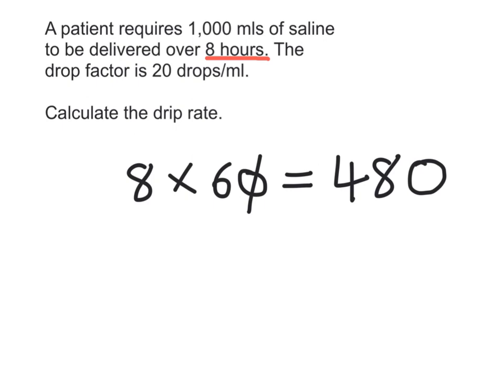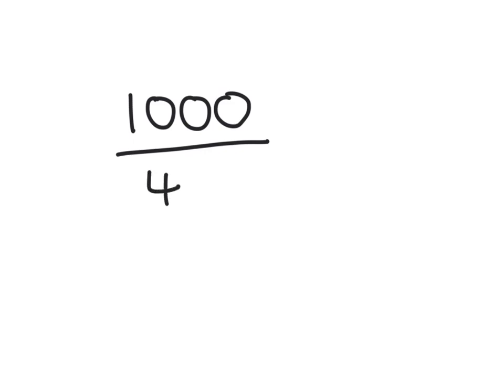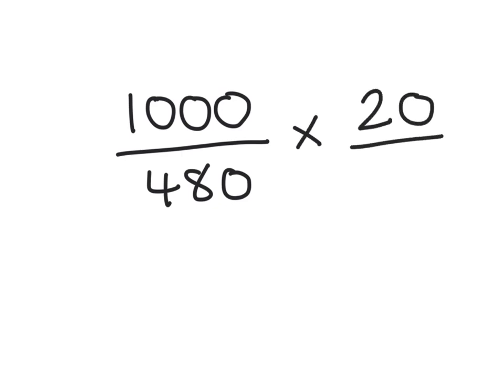So now we've got 1,000 ml of saline to be delivered over 480 minutes with a drop factor of 20 drops per ml. We can now set up our formula. So we must have our volume in mls, 1,000, over our time in minutes, 480, which we multiply by our drop factor, which is 20 over 1. From here, as with the NHS formula, I always recommend that you start by cancelling down the fraction on the left-hand side.